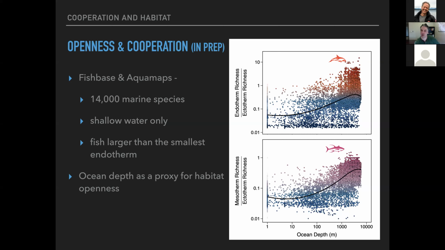And the same thing's happening with mesotherms. And I could also show the same pattern if I just looked at bony fish or just at sharks. And then I have a lot of points at the one ocean depth. That's basically things that are contiguous to land. And I just made them transparent so you could see the range, but also where most points are falling. And it fits the general pattern.